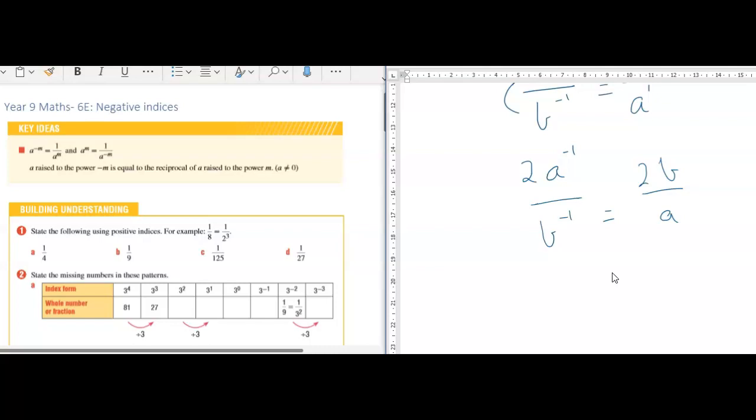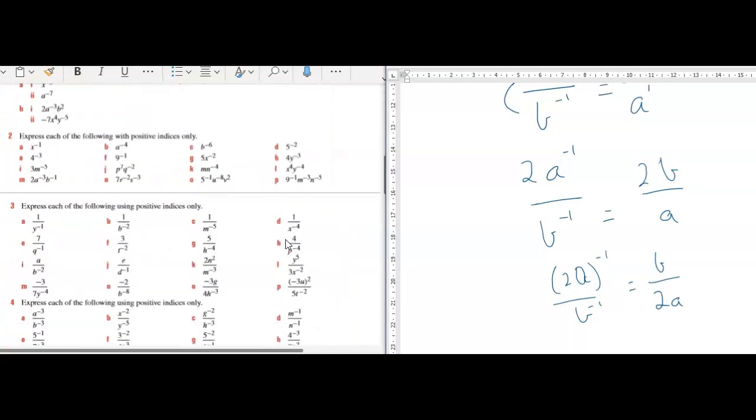The only time it would switch is if it was in brackets, and that bracket was to the negative 1. Sorry, I should have written a. Let's be consistent. So you'd have then b on the top and the 2a on the bottom because that index applies to that bracket. All right, let's go ahead and do some difficult questions.